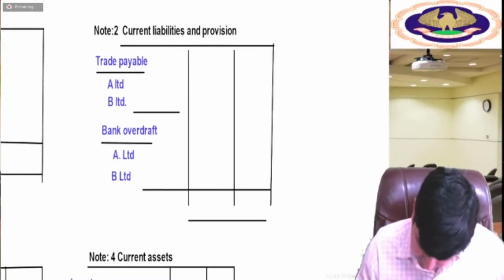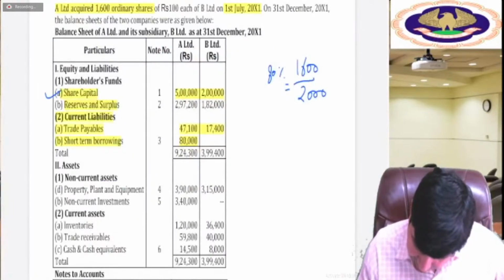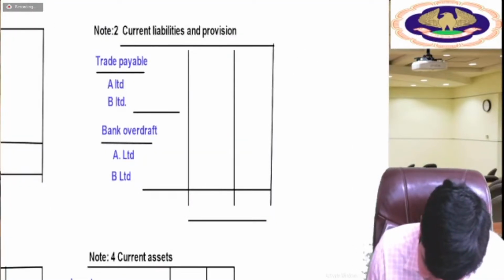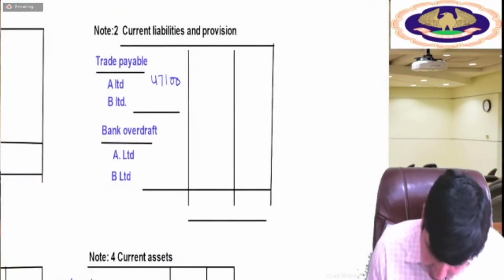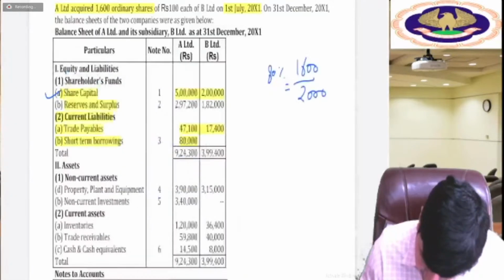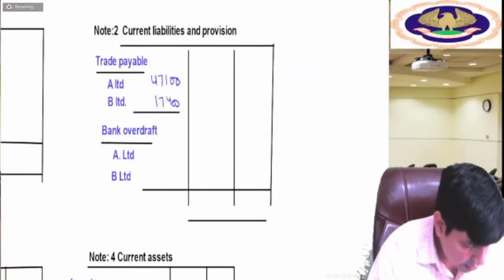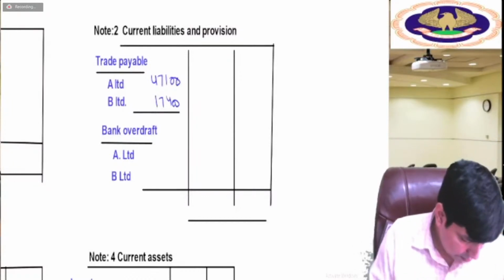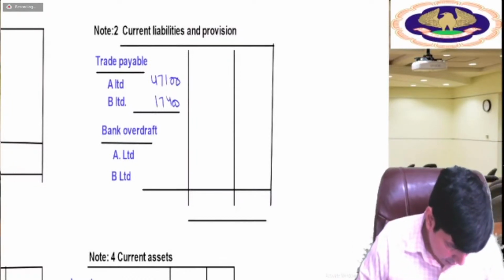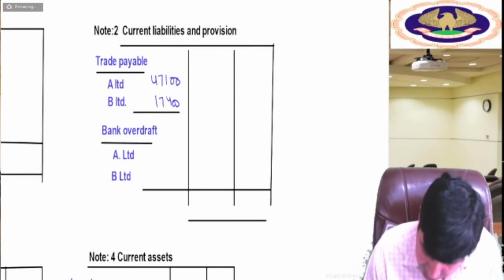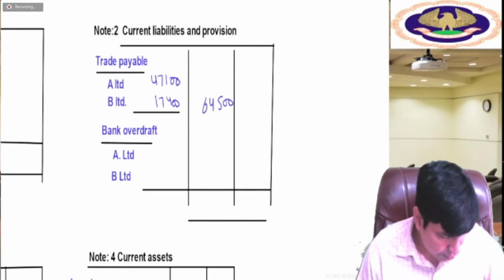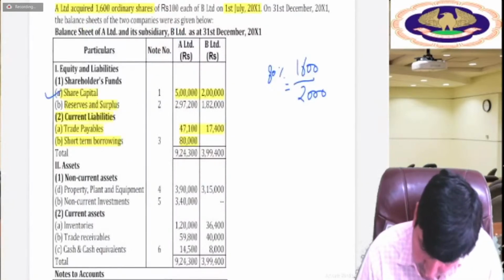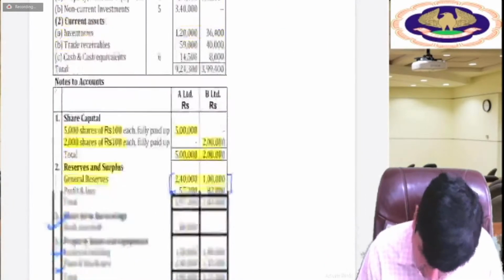In case of trade payables, A Limited has 47,100 rupees and B Limited has 17,400. Please do a total also. This will save your time. 47,100 plus 17,400 is 64,500. In case of bank overdraft, you have short-term borrowings of A Limited only.